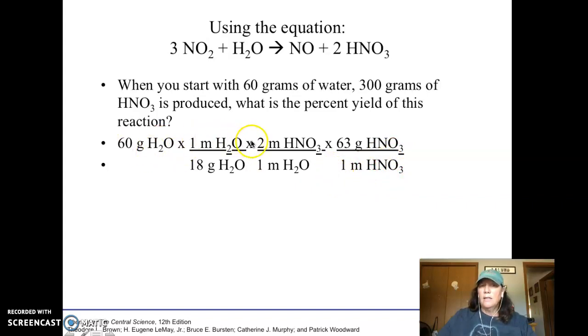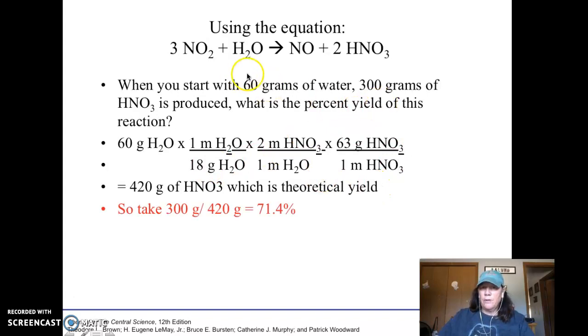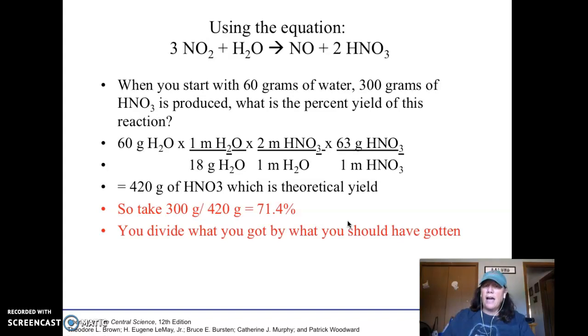Add those together. So 60 times 2 times 63 divided by 18, and you get 420. That's your theoretical yield. If you did everything perfect, that's the maximum amount you would get. Okay, so I'm going to take 300, because that's what it said I got, divided by 420, what I should have got. Actual divided by theoretical, so I get 71.4%. Okay, so I lost 28.6% somewhere. Okay, I didn't get all my yield. Okay, so you divide what you got by what you should have got. That's how you do percent yield.